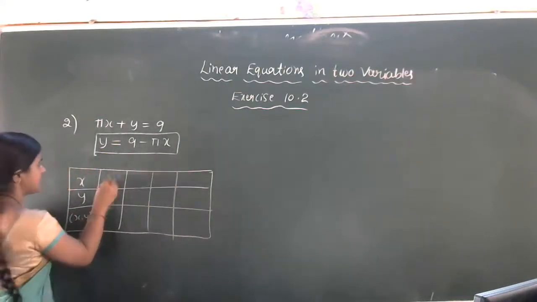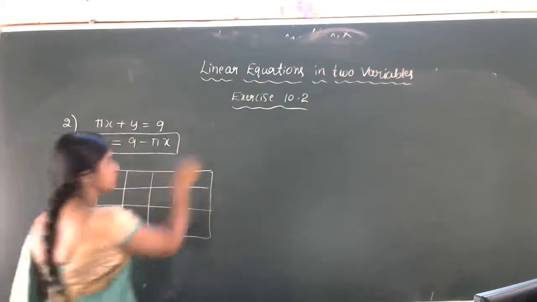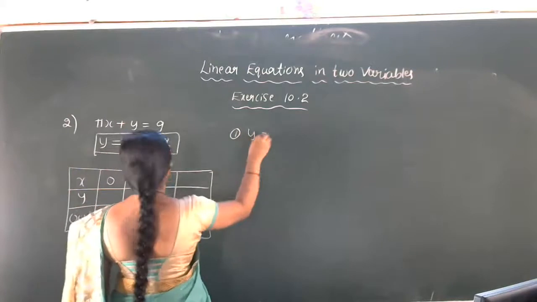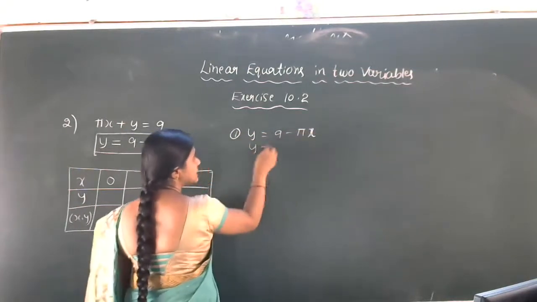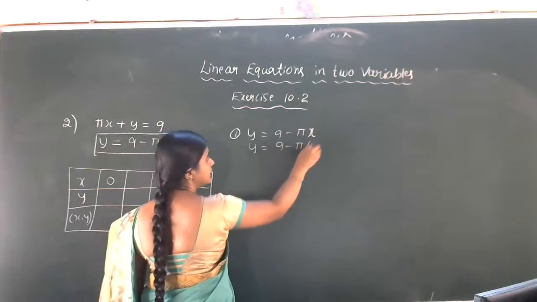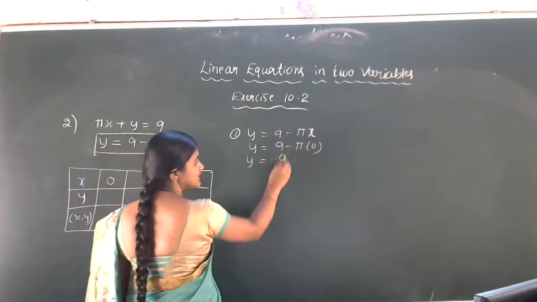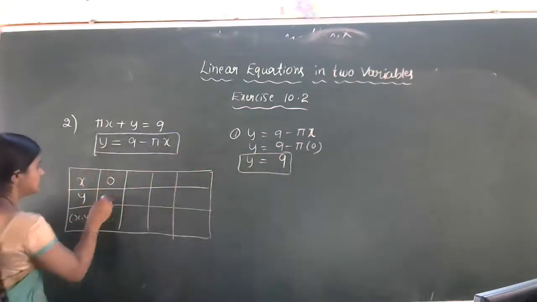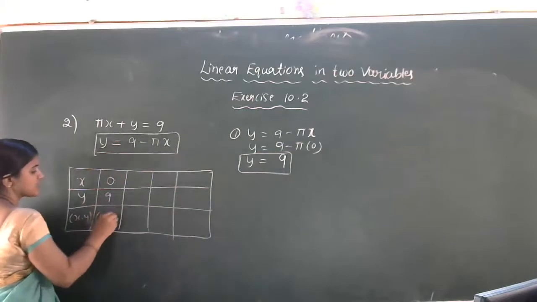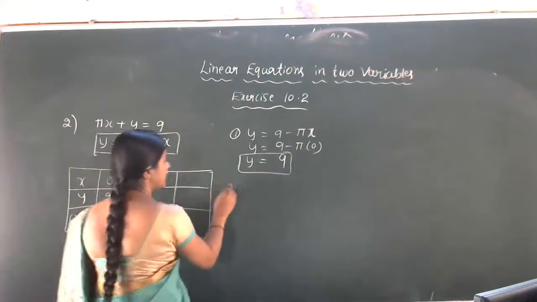First one, I'll choose x is equal to 0. Here x is equal to 0, we have to substitute in the equation y is equal to 9 minus pi x. So y is equal to 9 minus pi into 0, which is 9 only. Anything into 0 is 0 only, no? So (0, 9) is the first solution.